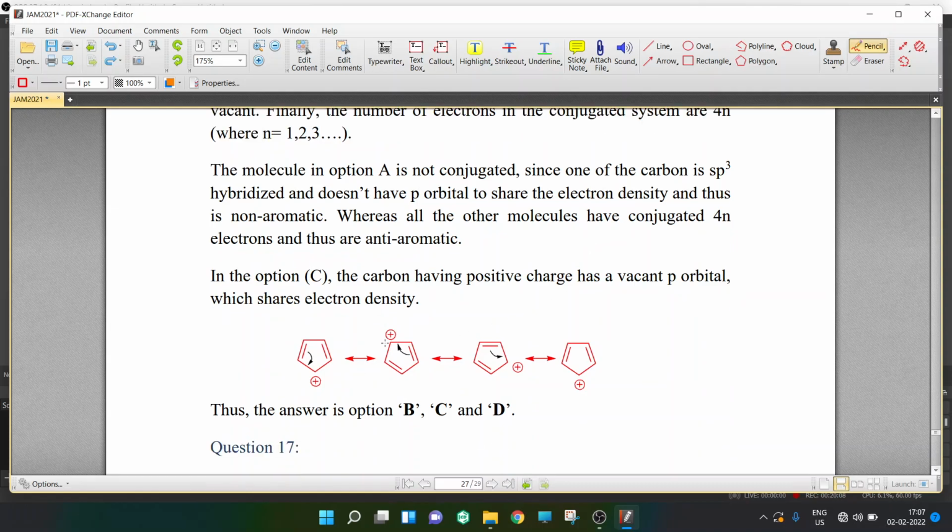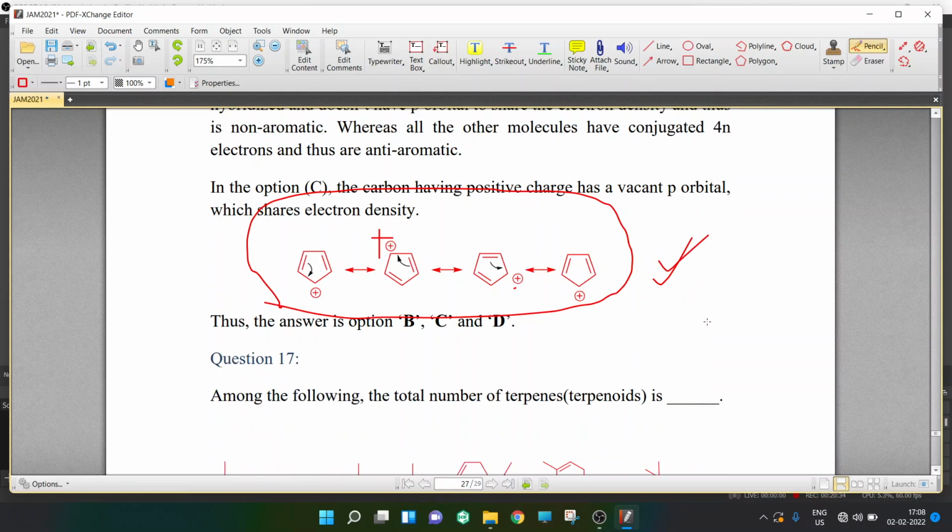Specifically, I have shown you for option C just to show how the conjugation happens. So a positive charge is there, the orbital overlaps, and that's how it happens. This pi bond moves here, you get a double bond here, you get a positive charge here, and then this moves, you get a positive charge here, and then this moves, you get back the positive charge here. So the whole system is conjugated. Pi electrons are moving around, rotating around the whole system, and therefore it is conjugated, right?